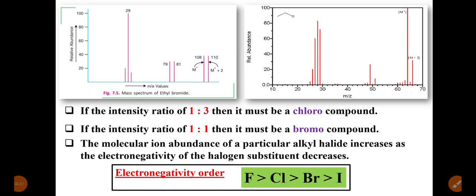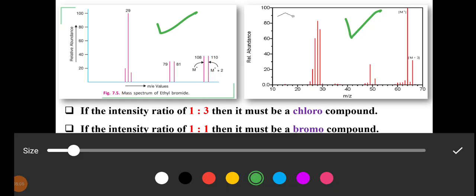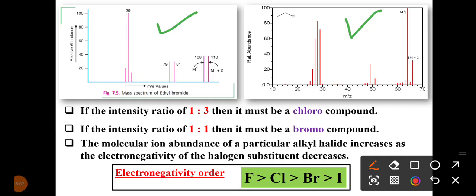The molecular ion abundance of an alkyl halide increases as the electronegativity of the halogen substituent decreases. So it depends on what type of halogen is attached, and you have to remember the electronegativity order also. Fluorine is the most electronegative atom in that row, then chlorine, then bromine, and then iodine. Here you can see two different spectra, this one and this one. We are talking about the first one.